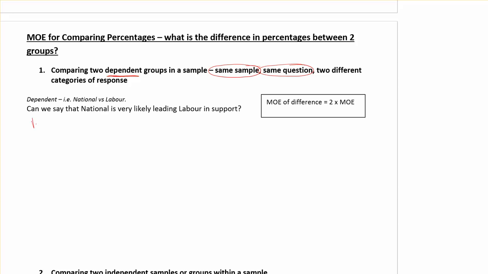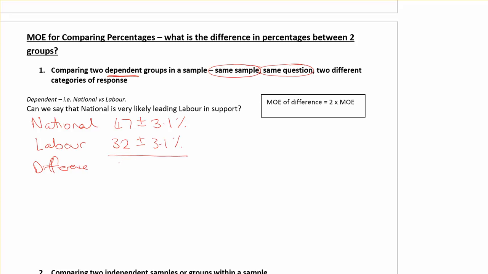So if we look back at our data, we've got National with 47 plus or minus the 3.1% margin of error, and we've got Labour with 32 plus or minus the 3.1% margin of error. If we look at the difference in the vote, 47 minus 32 is 15, a 15% difference between the point estimates.